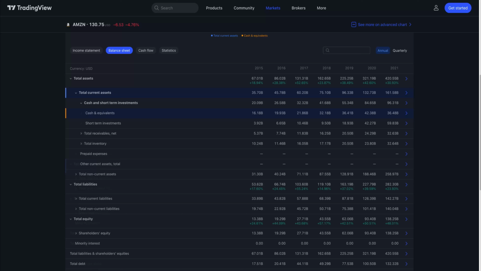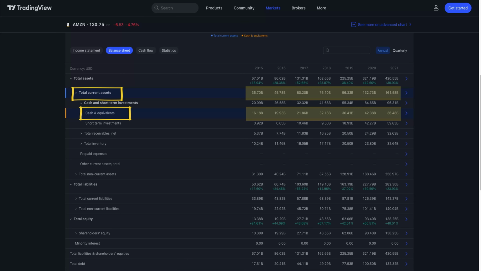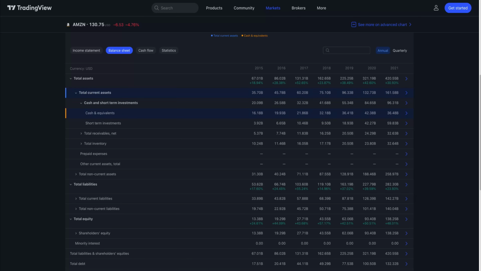A third point of focus is to check if over the years total cash and total current assets are growing. For Amazon, their cash grew from $16.18 billion to $36.48 billion, while their total current assets skyrocketed from $35.7 billion to $161.58 billion. And you always want to check both, as a company could liquidate non-current assets to increase its cash position without increasing its total current assets, so always pay attention to both.